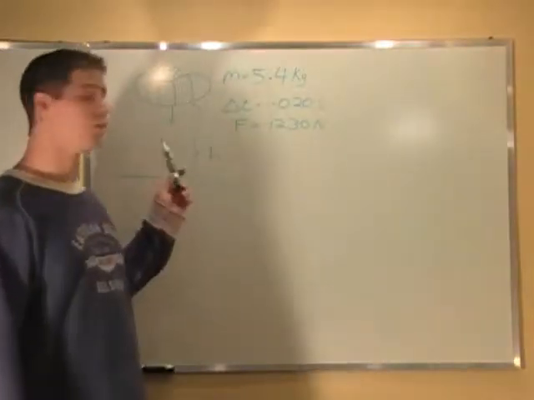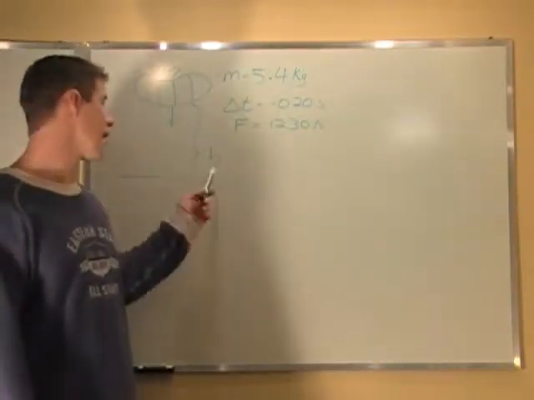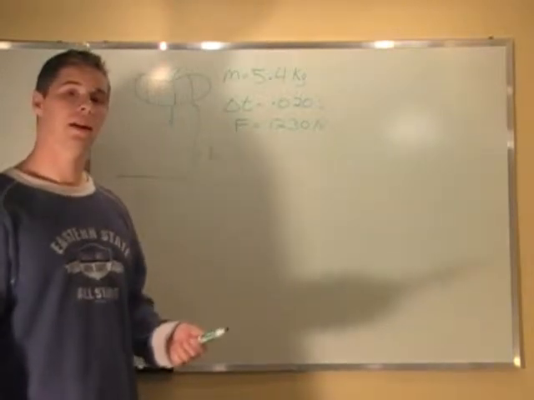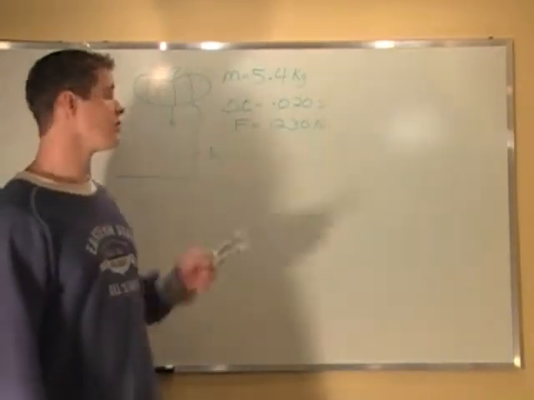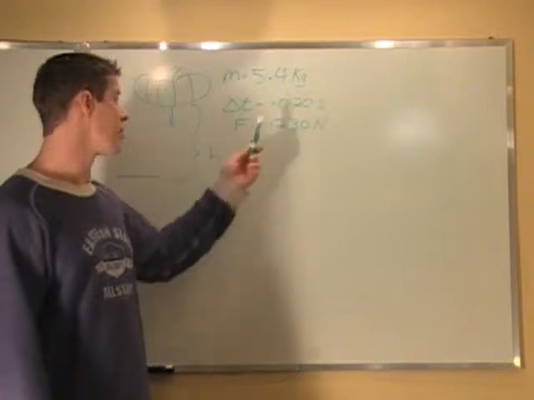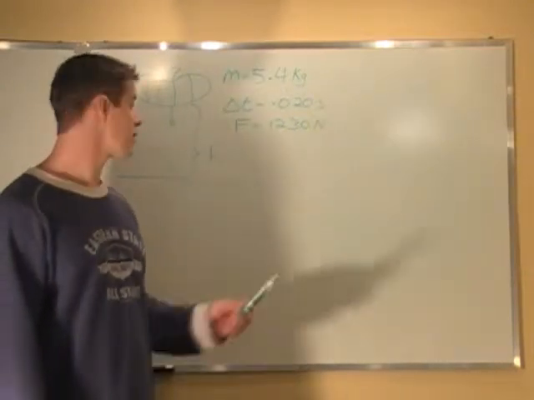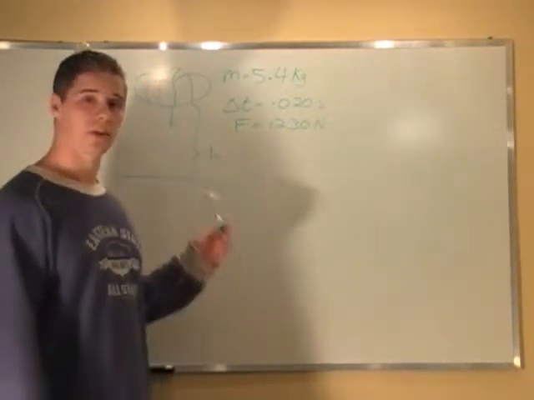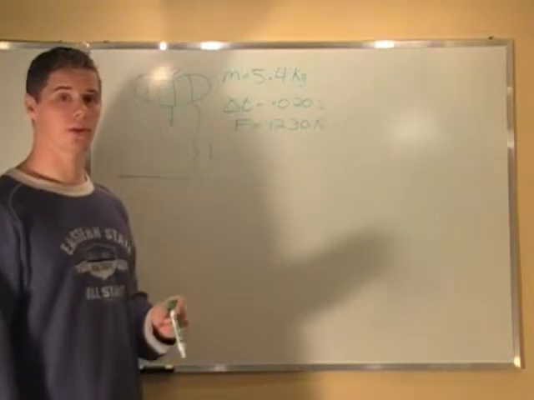We have a pumpkin that's frozen and it falls from a certain height h, and that's what we actually want to find. What we're given is its mass of 5.4 kilograms, the time it takes to stop, 0.02 seconds, and the force acting from the ground onto the pumpkin of 1230 newtons.